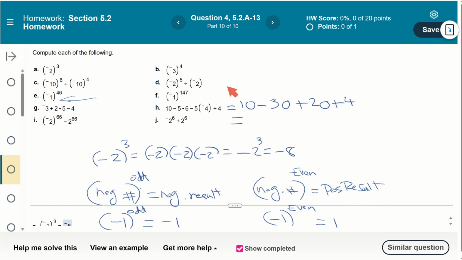So now we know that 10 minus 30 is -20, right? So we have -20 plus 20 plus 4, right? But what is -20 plus 20? Those cancel out, right? So what's the final answer? Just 4. Okay?